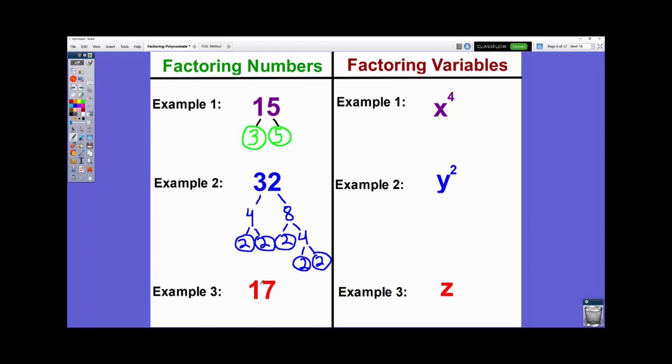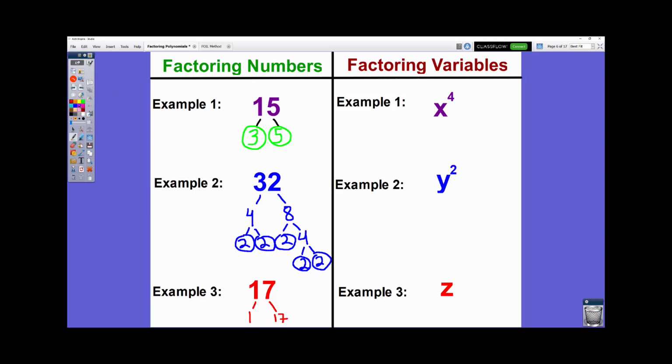But sometimes you'll end up with a number like 17, where it is already a prime number. So sometimes you are not able to do this if your coefficient is already a prime number to start with. We can tell that 17 is a prime number because the only two numbers that multiply to make 17 are 17 and 1.